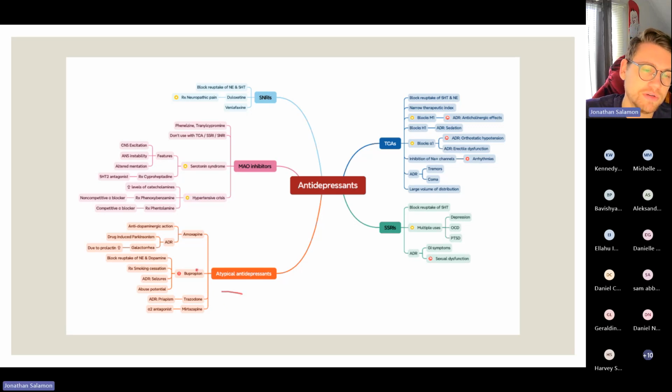And then all your atypicals. I feel like Wellbutrin's the one you'll be asked about the most. If you're asked about mirtazapine, you're going to be asked about the alpha-2 antagonism effects. If you're asked about trazodone, don't forget trazobone. It causes priapism. If you see a question on this exam about an erection lasting more than 4 hours, it is not Viagra, it is trazodone.